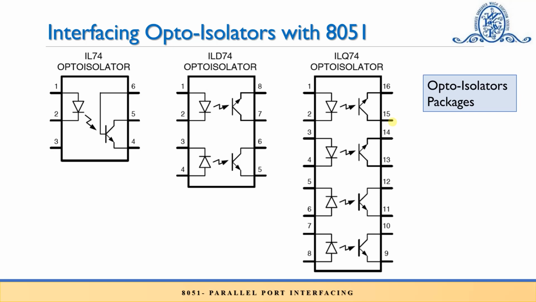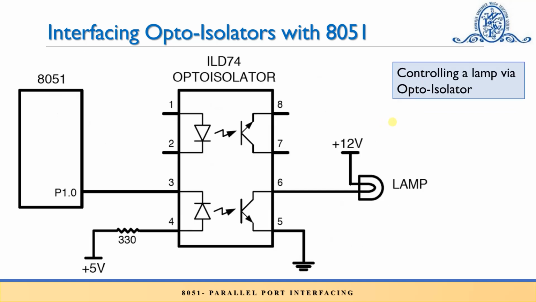These are a few packages of the Opto Isolator. In the first case, when it is IL74, we have only one optical pair, one LED and one photo transistor. Then in the second case, it is ILD74, there are two pairs, and in ILQ74, there are four Opto isolators present in the same pack.